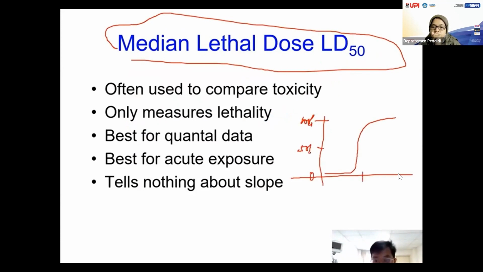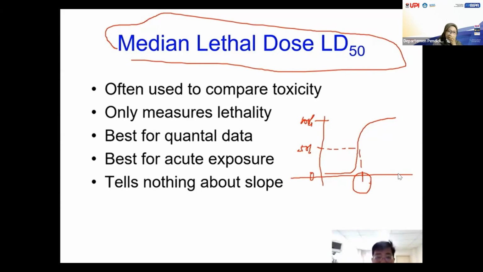There's a dosage here. If you look at this dose response graph, if you plot a line, you look at this dose over here. This is the LD50. This is a lethal dose. If the criteria, the response, is death, this is a lethal dose that can cause 50% of the organisms to die. And this is one of the most widely used parameters to compare the toxicity of chemicals.